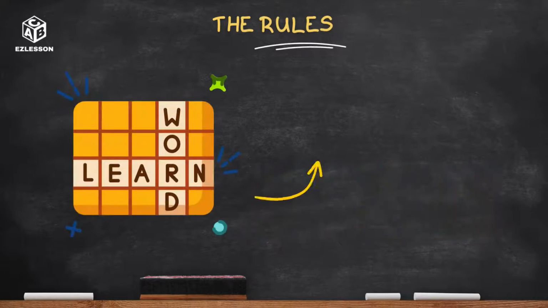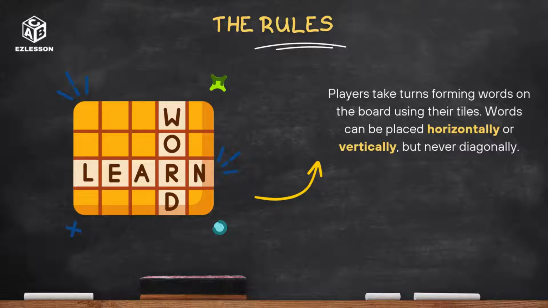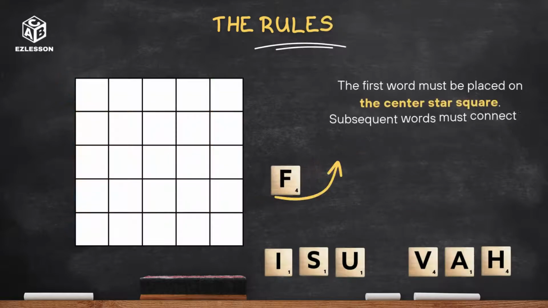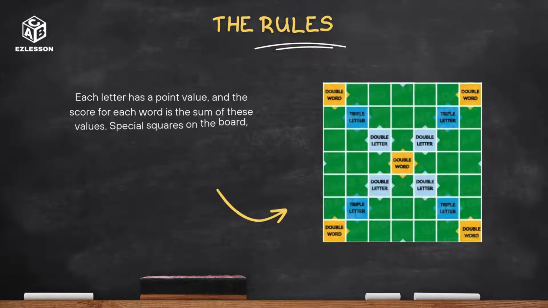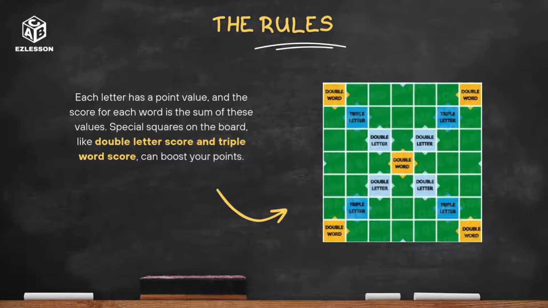Let's go over the basic rules. Players take turns forming words on the board using their tiles. Words can be placed horizontally or vertically, but never diagonally. The first word must be placed on the center star square. Subsequent words must connect to existing words on the board. Each letter has a point value, and the score for each word is the sum of these values. Special squares on the board, like double letter score and triple word score, can boost your points.